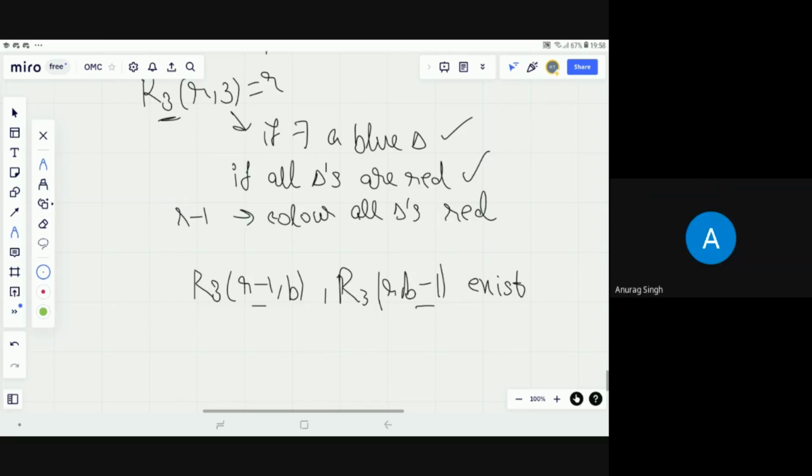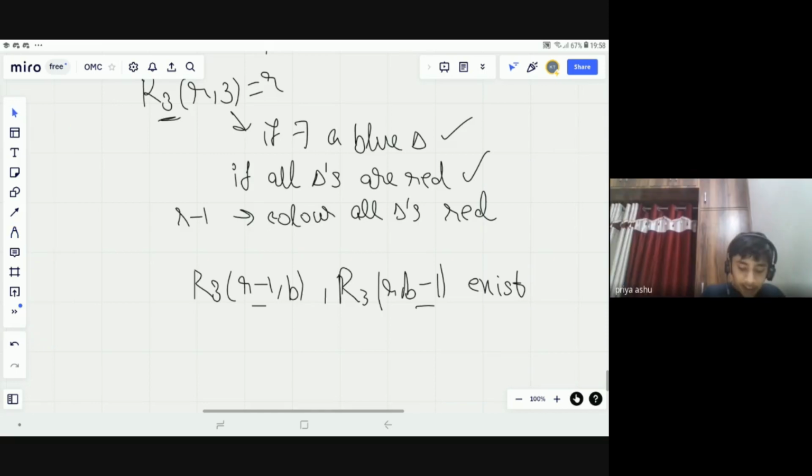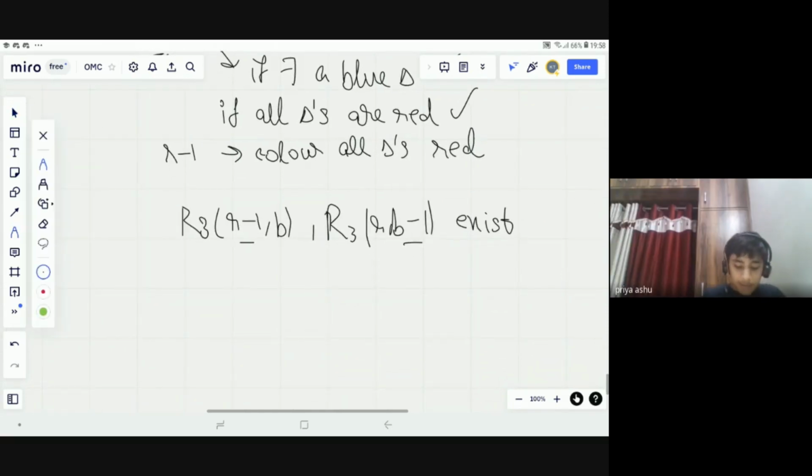Can you guess it? It has to be different because last time we did R of R minus 1 comma B plus R of R comma B minus 1. Can we do something similar right here? Any ideas?